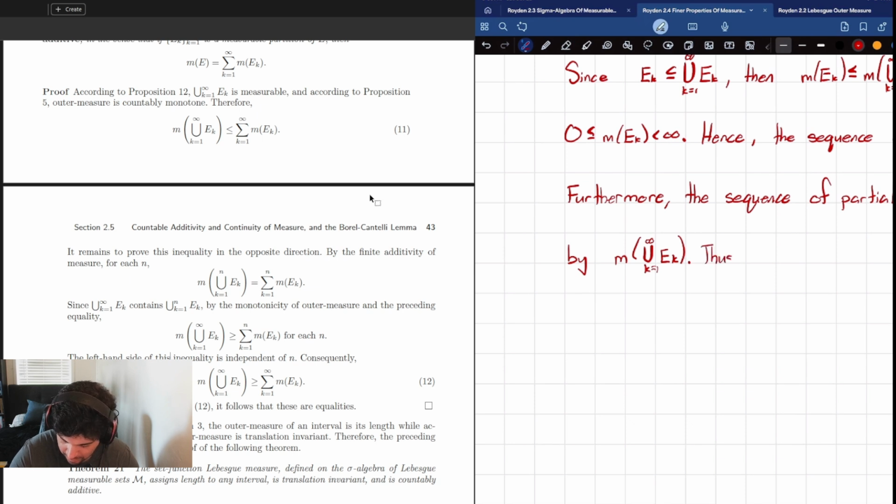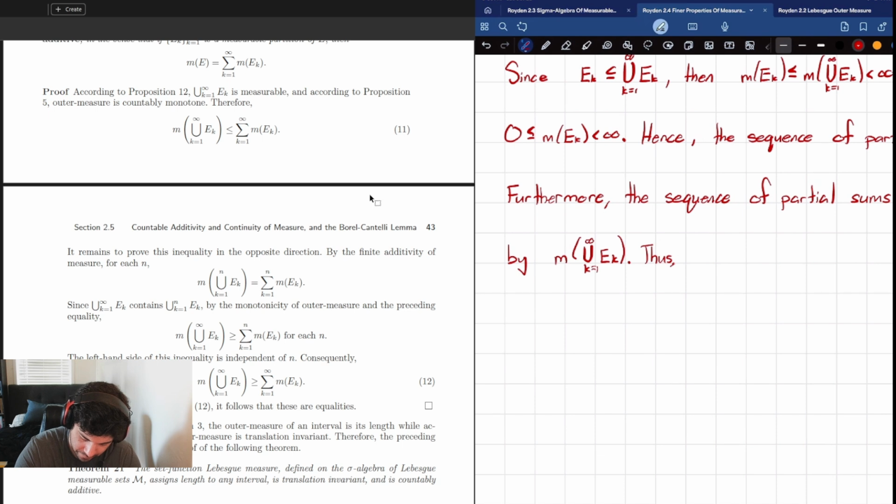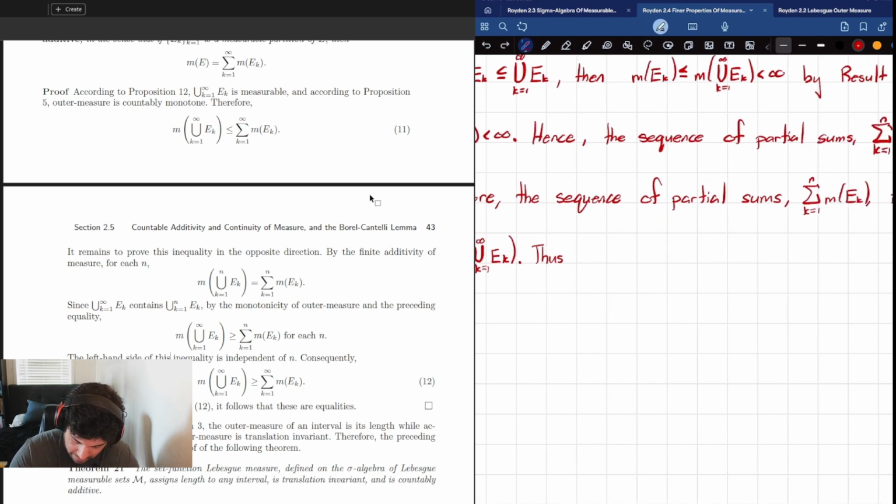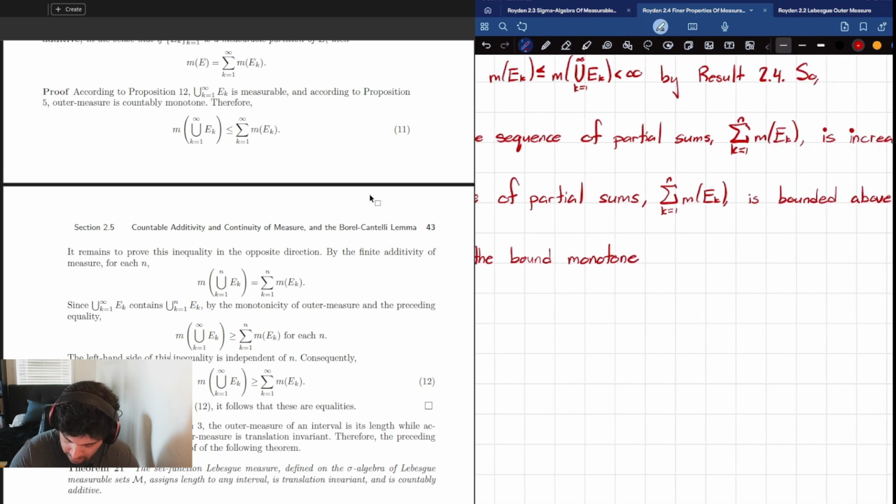Thus, this is where undergrad real analysis comes in. Thus, by the bounded monotone convergence theorem.